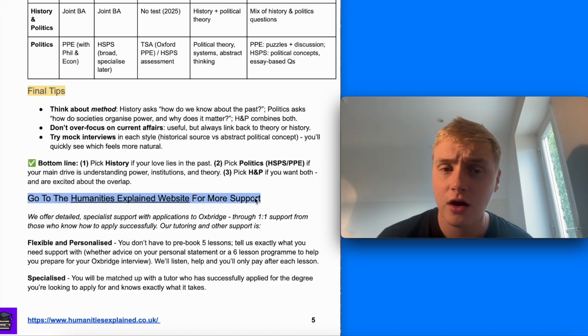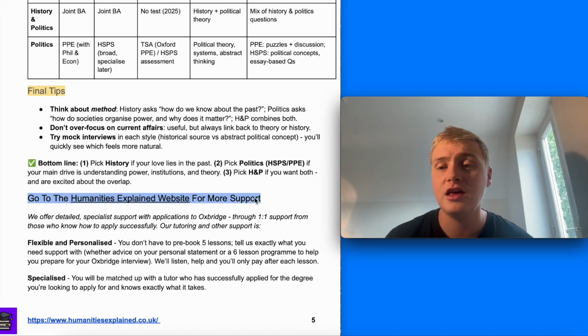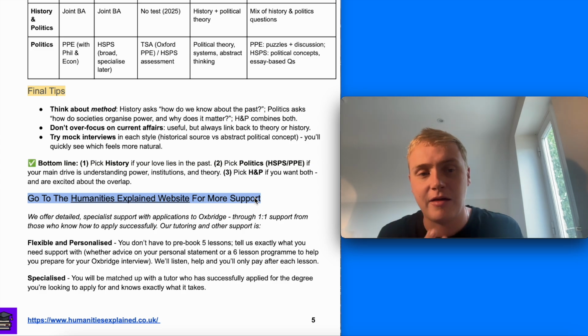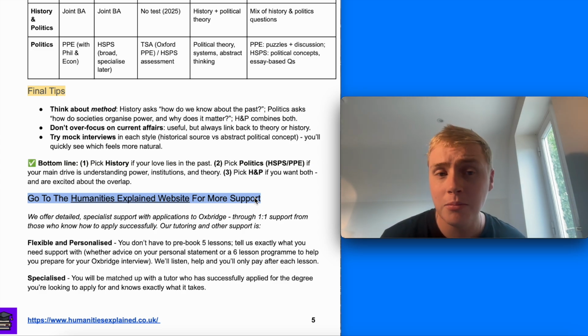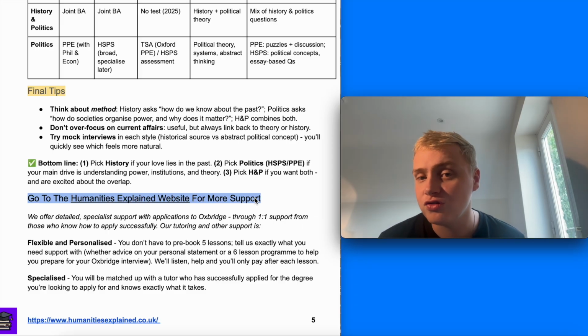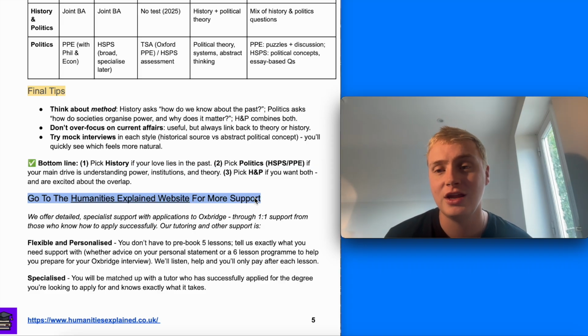Don't over-focus on current affairs. They're useful, but always think about linking into the academics, the theory, and the history. And try mock interviews potentially in each style, and you'll quickly see which feels more natural. Ultimately, pick history if you like the past. Pick politics if your main drive is understanding power, institutions, and theory, and pick history and politics if you're interested in both and where they overlap.